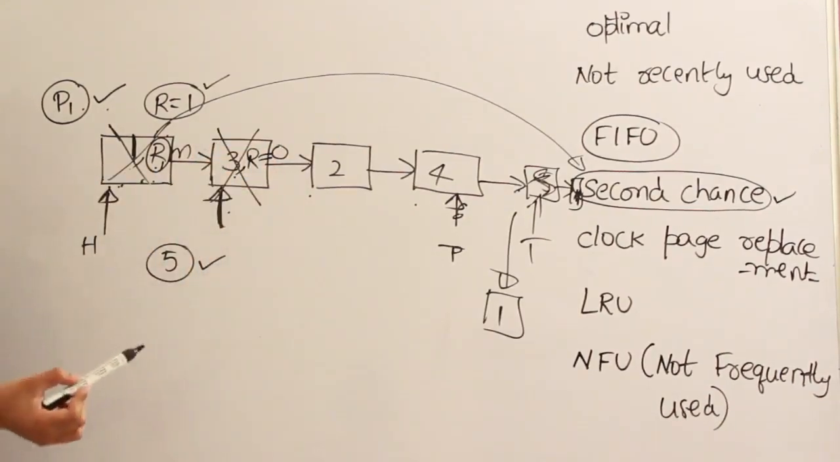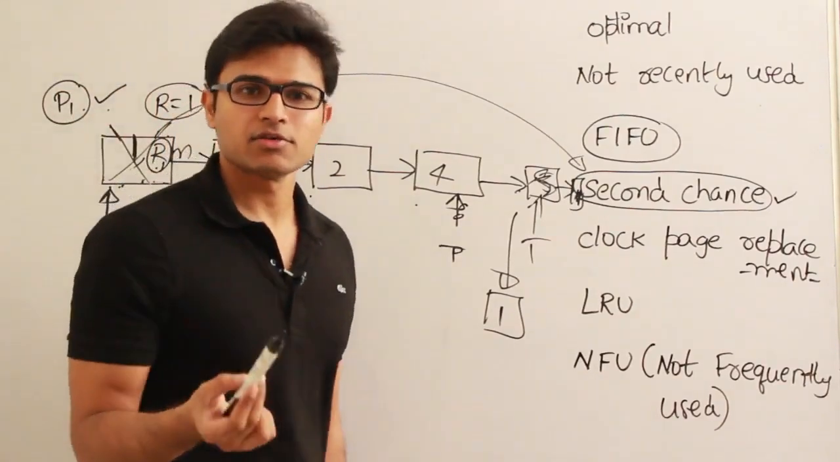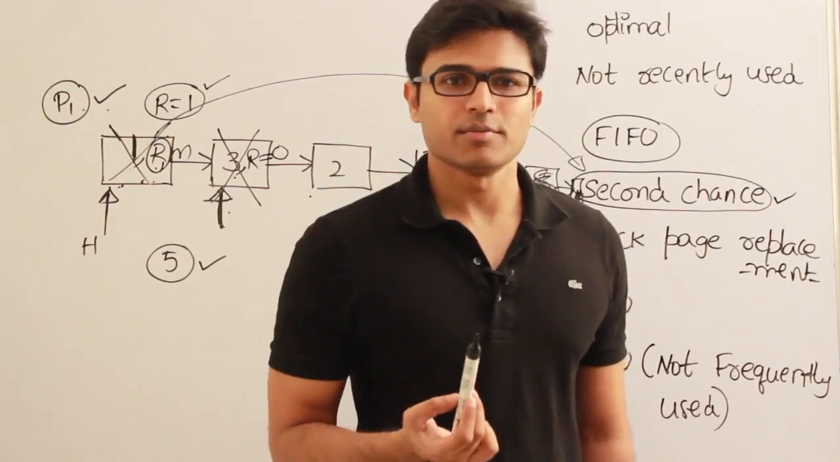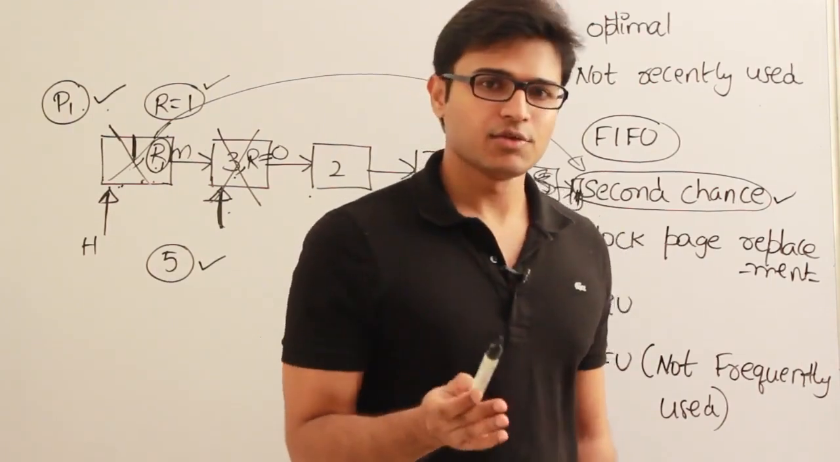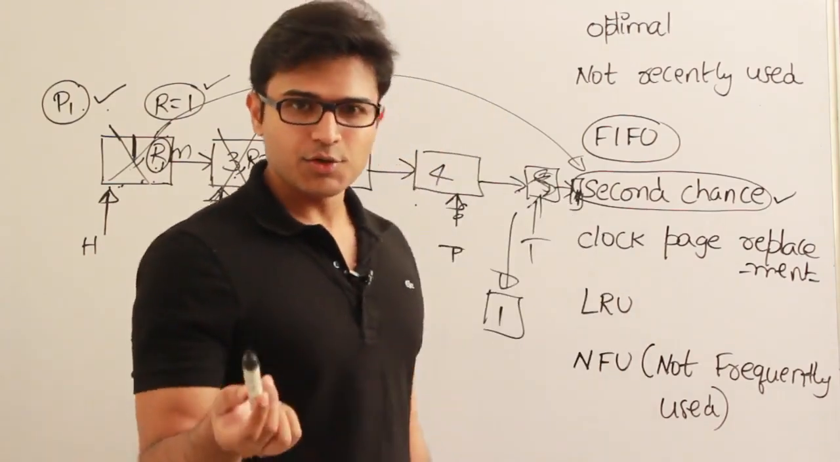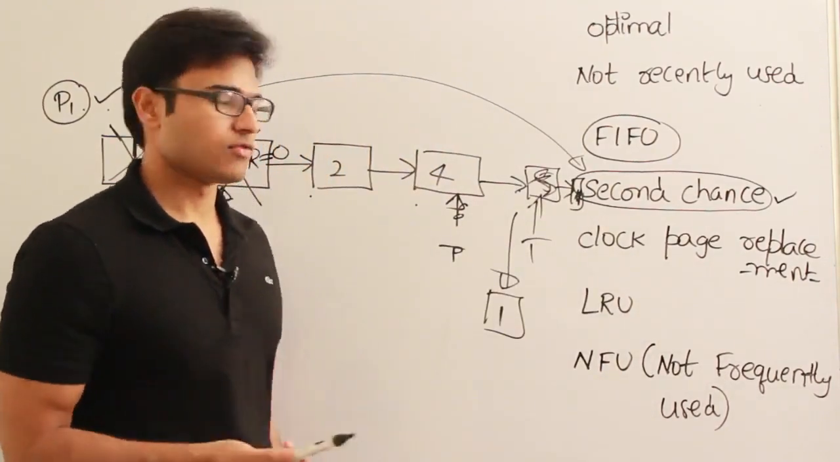Got it? So this is how every page, before being considered for replacement, will be given a second chance in case it has been referred in the last clock cycle, because of which some of the recently used pages will not get out of the memory. Intuitively you can feel that it is better than FIFO, isn't it? It is better than FIFO.